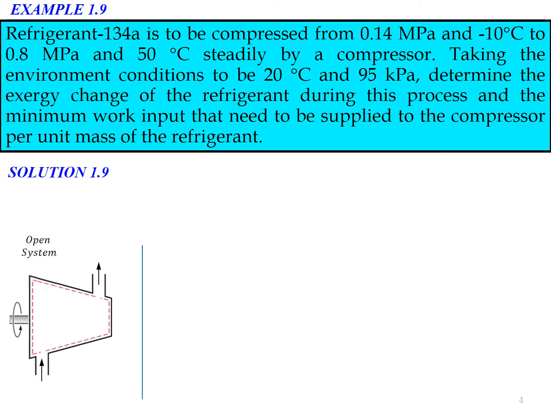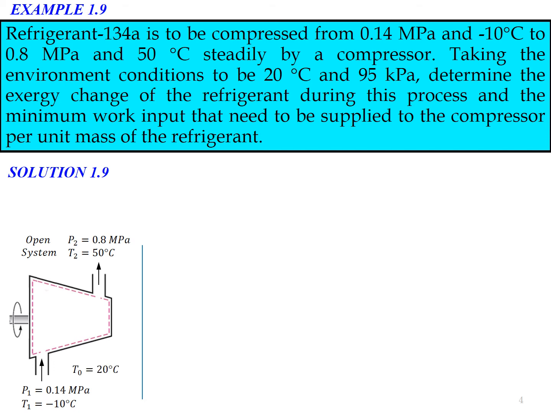Okay, so put all the data given in the schematic diagram. Let's say the inlet is represented by number 1 and the outlet by number 2. The pressure at the inlet P1 equal to 0.14 megapascal. The temperature of the refrigerant at the inlet T1 equal to negative 10 degrees Celsius, as mentioned in the question. And the condition at the outlet is P2 equal to 0.8 megapascal and T2 equal to 50 degrees Celsius.